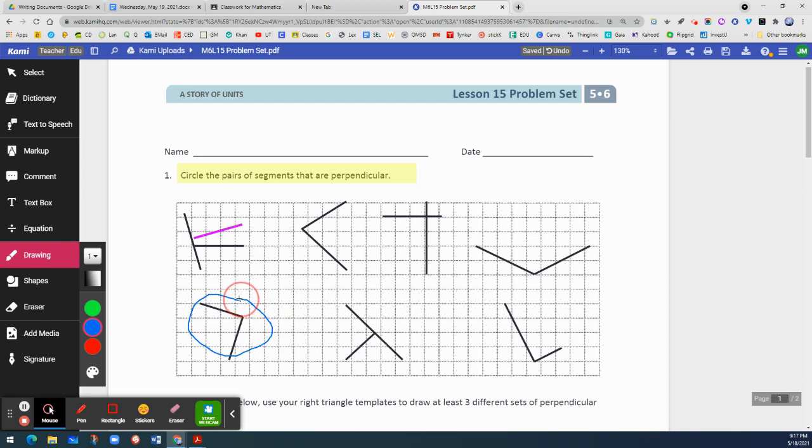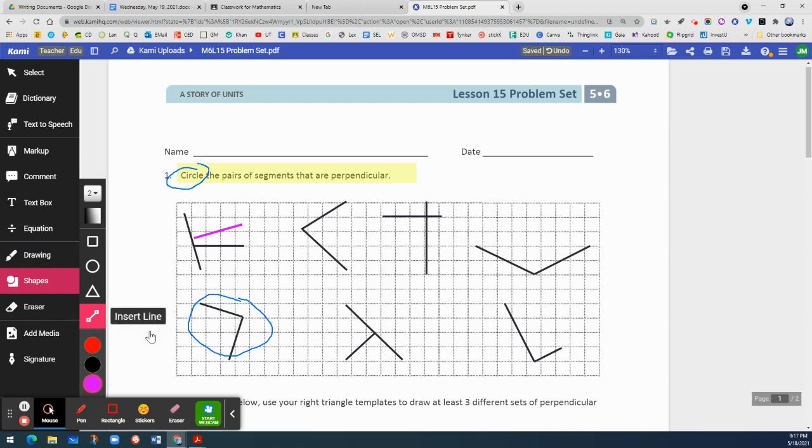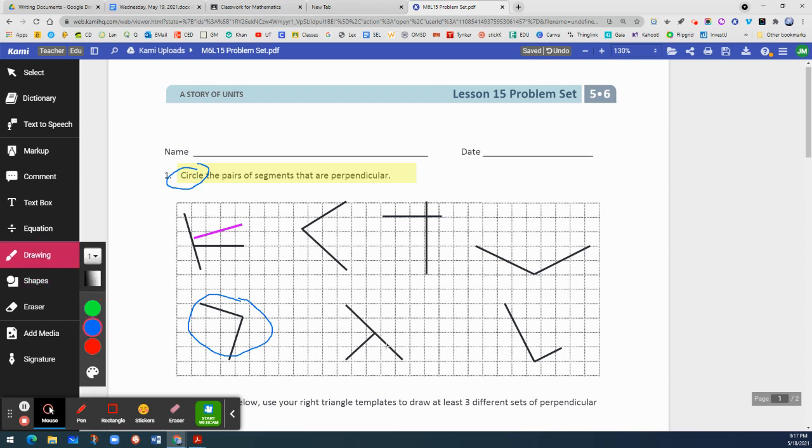So I'm going to circle it because that's what the instructions say: circle the pairs of segments that are perpendicular. So remember, these are two segments that are linked together in a corner. As you can see, this one right here has a perpendicular line, makes a perfect T.